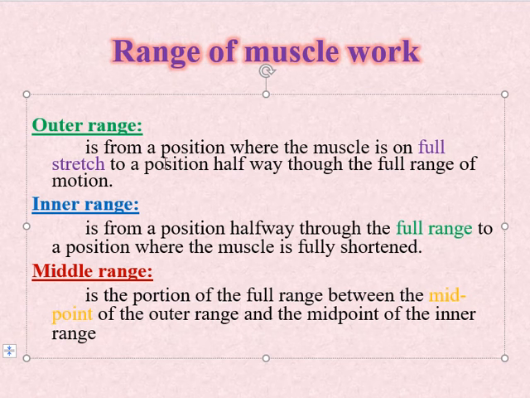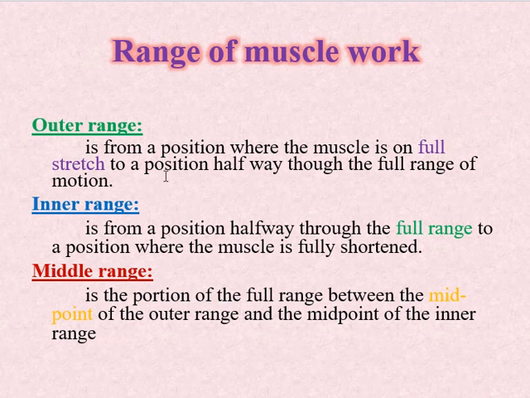Outer range is from a position where the muscle is on full stretch to a position halfway through the full range of the motion. Inner range is from a position halfway through the full range to a position where the muscle is fully shortened. And middle range is the portion of the full range between the midpoint of the outer range and the midpoint of the inner range.